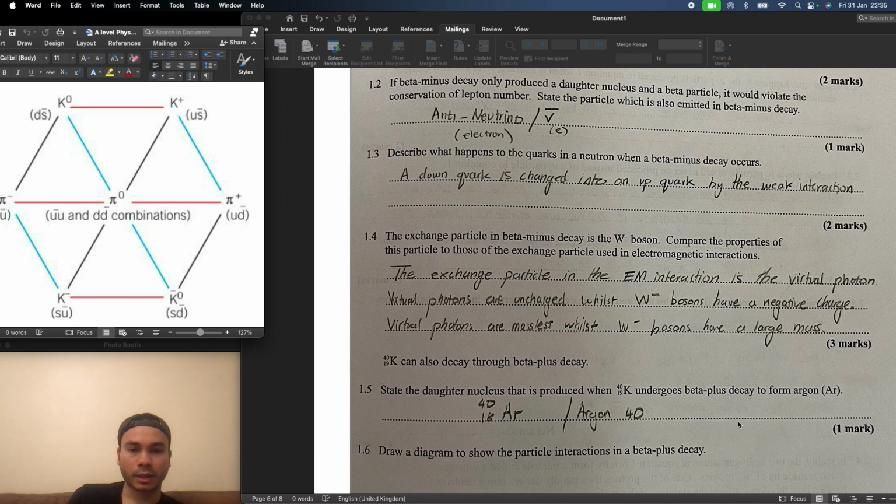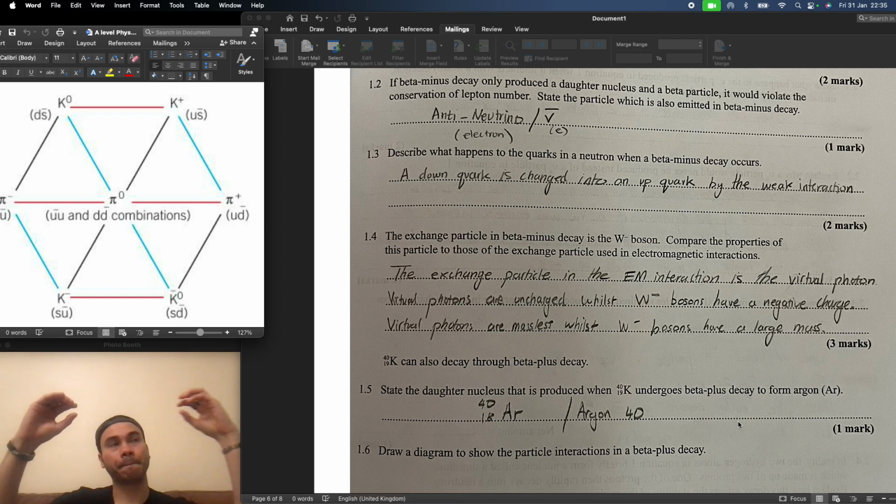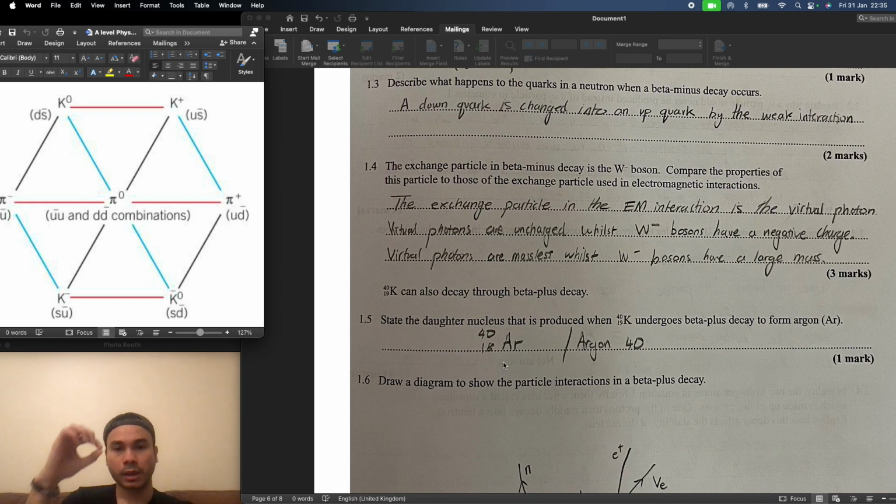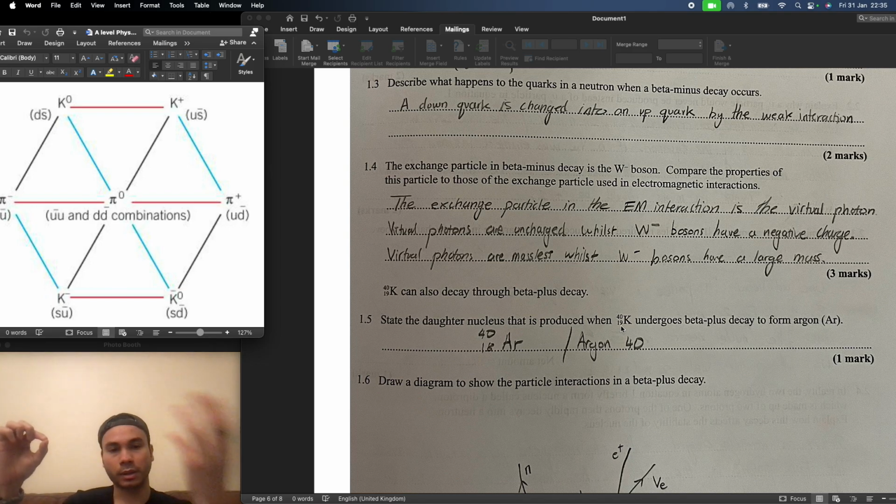State the daughter nucleus that is produced when K-40, 19, undergoes beta plus decay to form argon. So we're doing the opposite now. So if we've got 19 on the left, first of all, let's do the top numbers. 40 equals 40 plus 0. So that's going to be the same, but we're just changing this to a plus 1. So therefore, 19 to start off with has got to equal some number plus 1. So 18 plus 1 gives you 19, hence why it's going to be that.